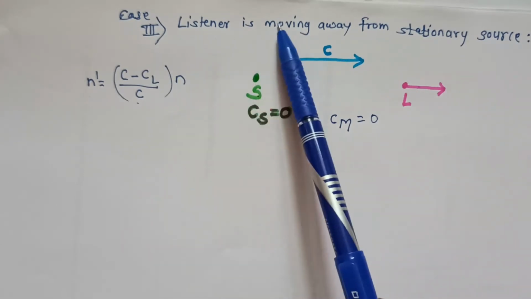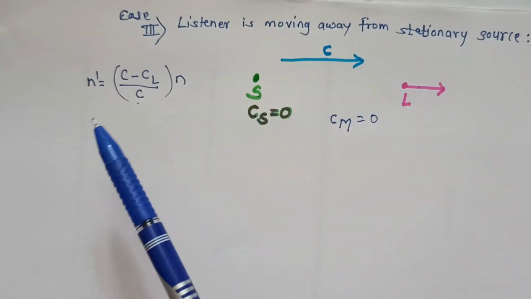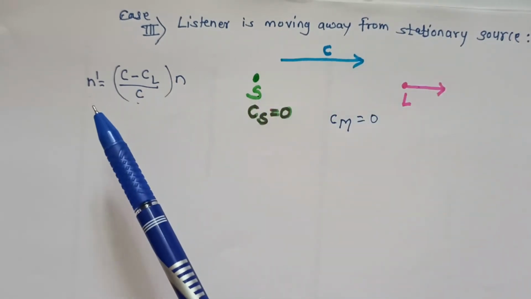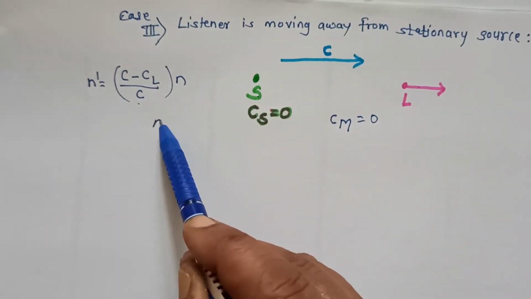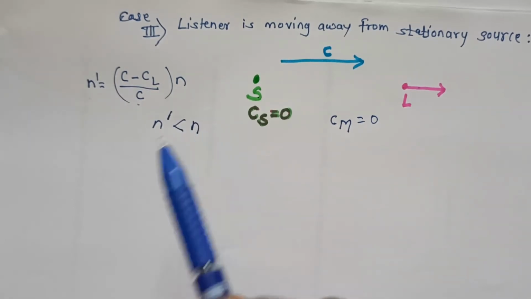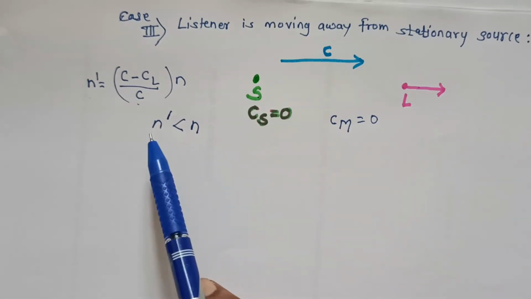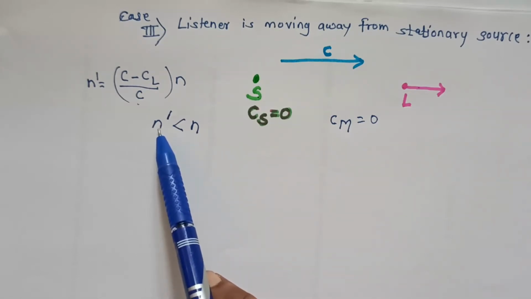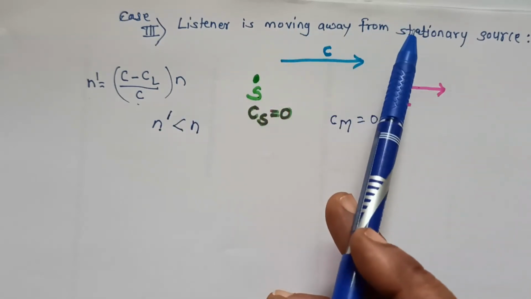When the listener is moving away from the stationary source, then the frequency of sound decreases, so n dash is less than n. This is the relation between n dash and n. The apparent frequency decreases when the listener moves away from the stationary source.